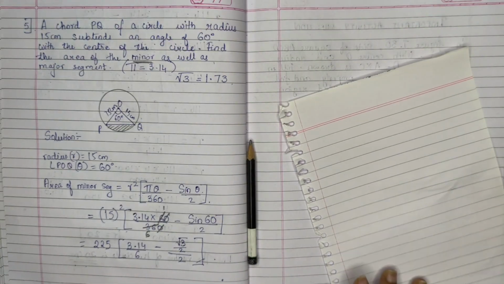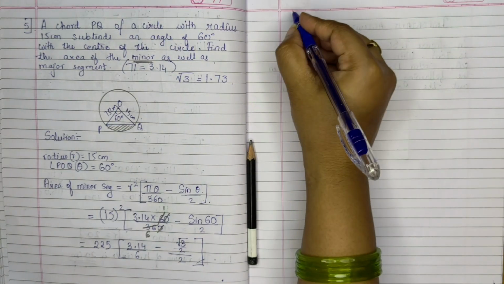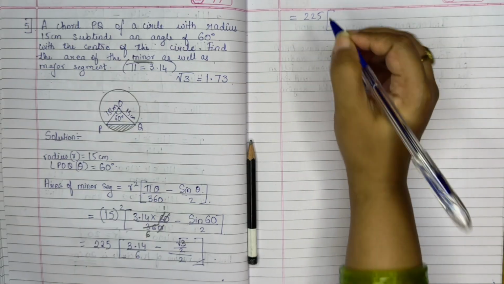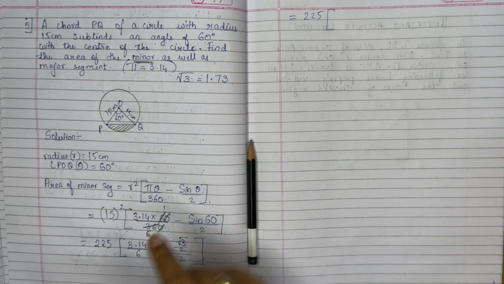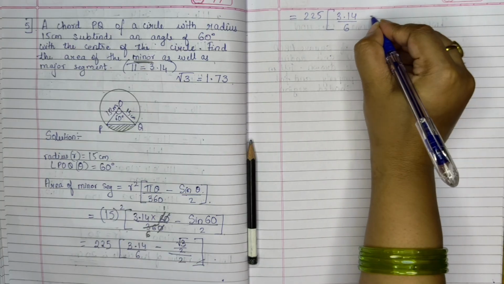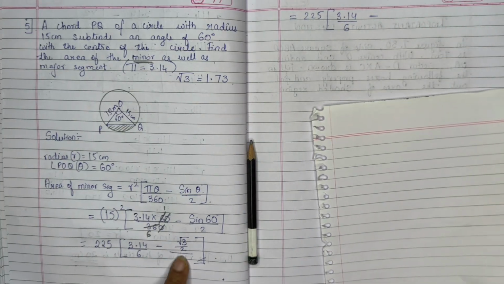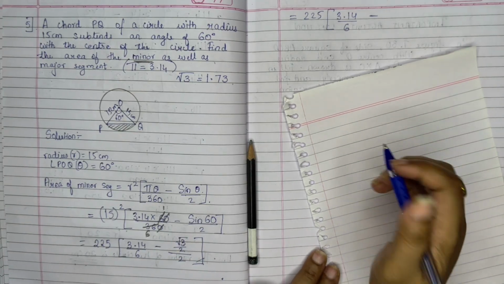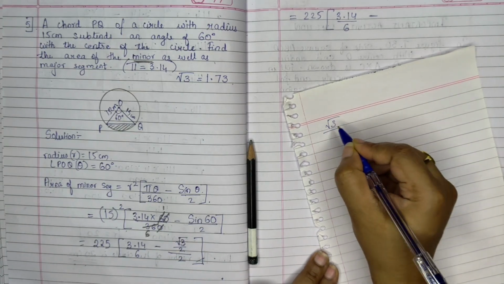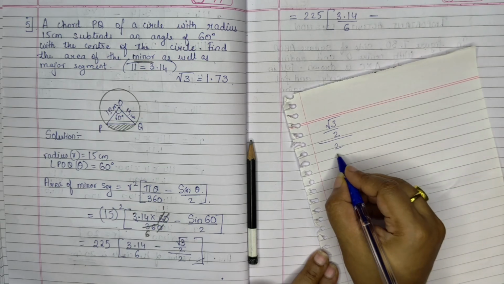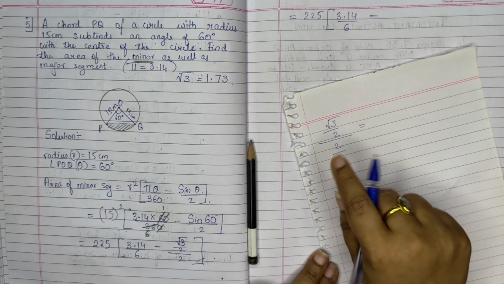Now see this. First you can write this as it is equal to 225 bracket 3.14 upon 6 minus root 3 upon 2 upon 2. You can multiply this, 2 2s are 4, so root 3 upon 4. But see here, root 3 upon 2 upon 2. Now since there is no number in the denominator's place, we can put 1. Now this is in division.